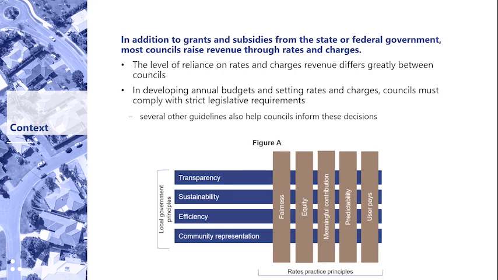In developing annual budgets and setting rates and charges, councils must comply with strict legislative requirements. This includes local government principles such as transparency, sustainability, and community representation. Several other guidelines also help councils inform these decisions. They identify rates practice principles such as fairness, equity, and predictability as important considerations. These key principles for forecasting and managing rates effectively are shown in Figure A from the report.